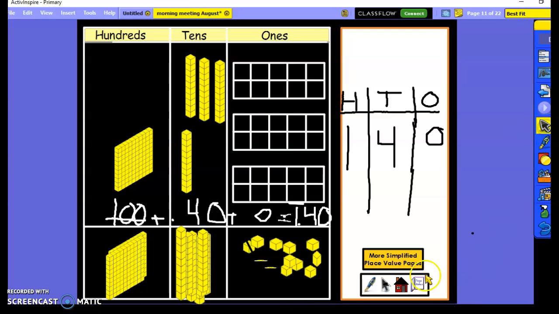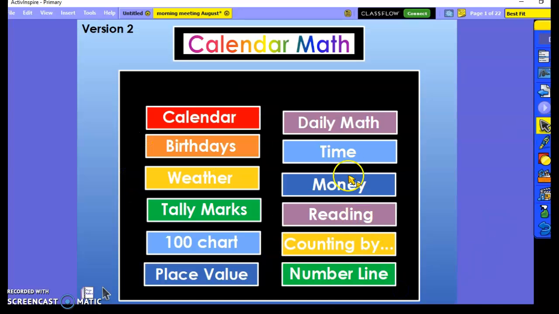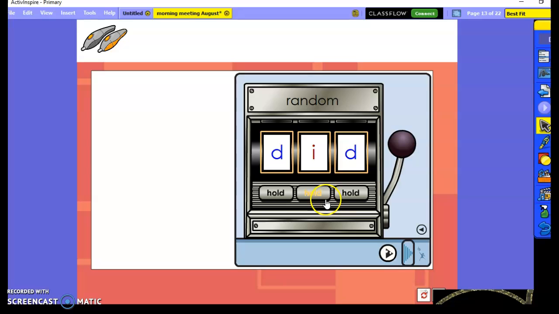Good work, friends. All right, last but not least, we're going to go to our reading. Let's see what vowel they want us to do today. They want us to do the I again. All right, so in your head, sound out this make-believe word. We'll do it together.